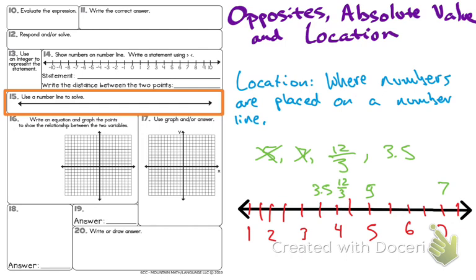That should hopefully give you a sense of how to work with this. Remember, you may have to adjust what your number line looks like, but we want to follow those general rules that our smaller numbers are always to the left and our larger numbers are always to the right.